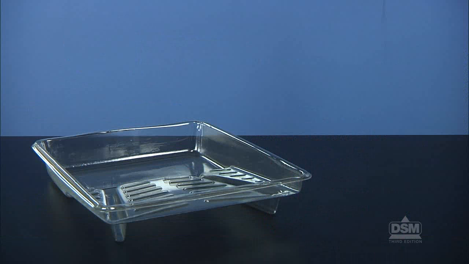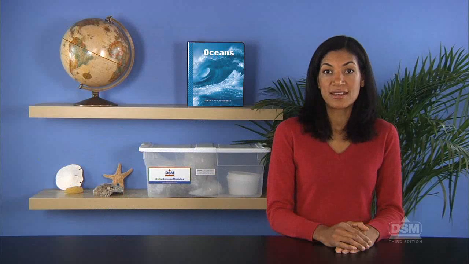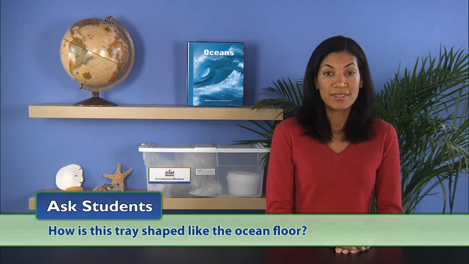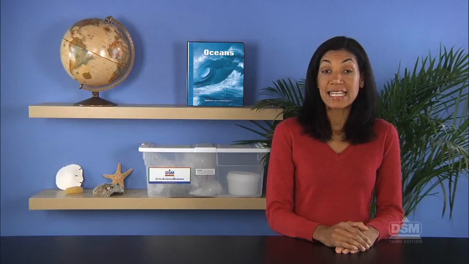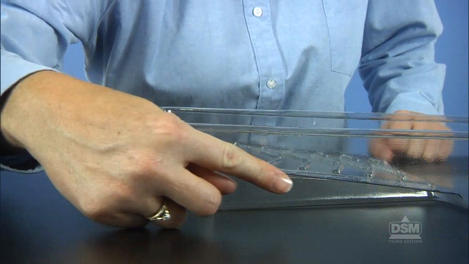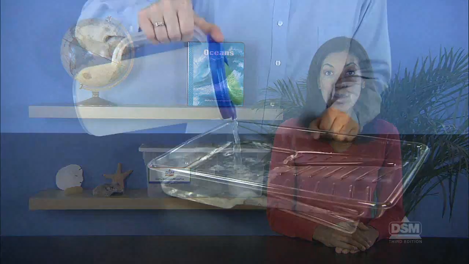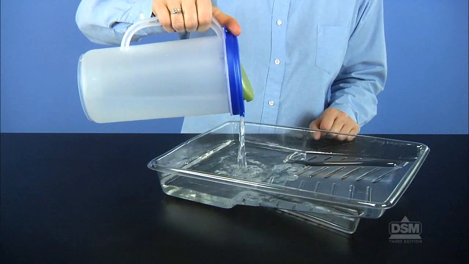Divide the class into teams of 4 and distribute a paint tray to each team. Point out the shape of the tray and ask, how is this tray shaped like the ocean floor? Guide students to realize that the inclined bottom of the paint tray resembles the continental shelf, continental slope, and abyssal plain. Fill each team's paint tray with about 1.5 quarts of water.